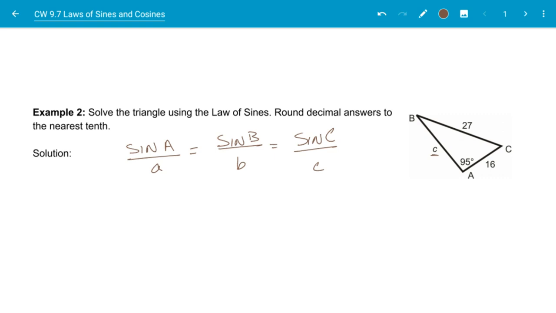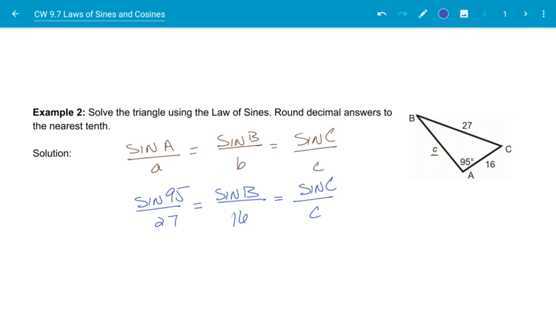What we do know here is that angle A is 95, so sine 95, and I know that side A is 27, so I have the whole thing there. For B, I don't know what angle B is, but I know that the side is 16. And for C, I don't know the angle for C, and I don't know the side opposite. And this is what I need to get to here.